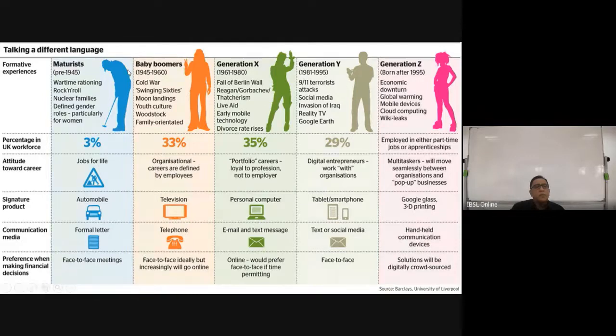Now, people born before 1945, they were talking of jobs for lifetime employment. Lifetime employment, right? But now careers are defined by employees. Employees decide. Loyal to profession, not to employer. Generation X are loyal to the job, but not to the employer. Digital entrepreneurs work with organizations.